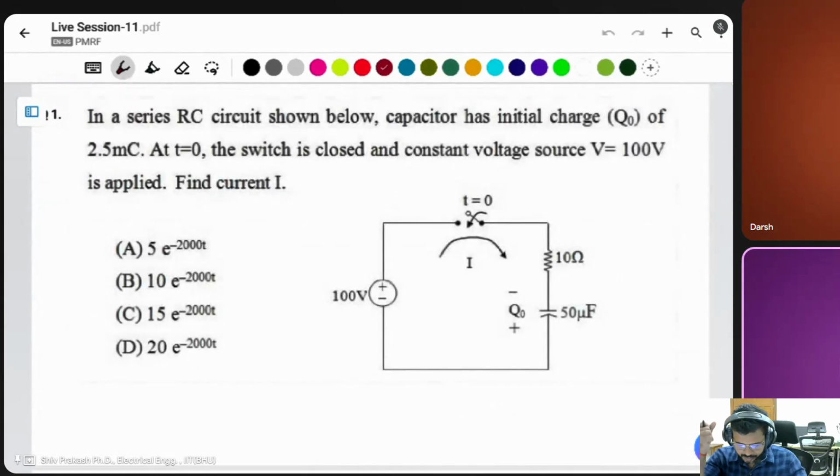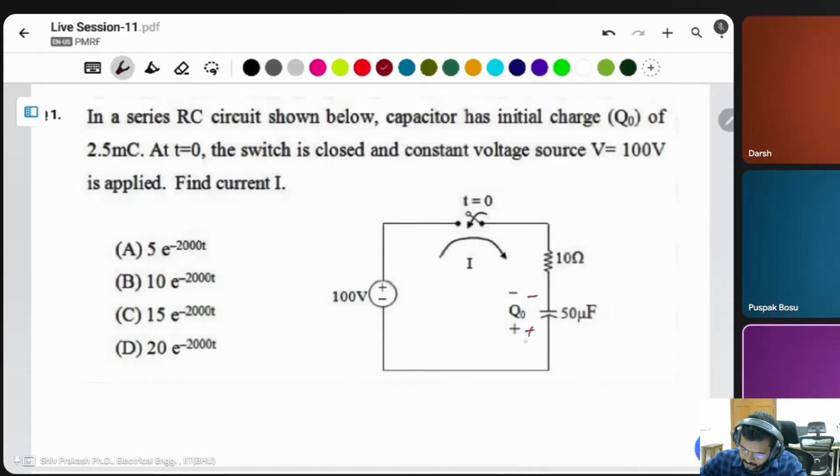The first question here is a simple RC circuit connected in series. In the figure below, the capacitor has an initial charge of 2.5 millicoulomb. At t equal to 0, the switch is closed and a constant voltage source of 100 volt is applied. Then find the current. The polarity of the initially charged capacitor is also given, plus minus of q naught. This one is a plus, this is a minus.